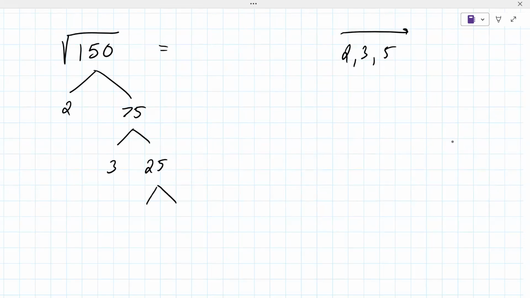Does 3 go into 25? No. Does 5? Yeah. Okay, now are there any pairs? Oh, the 5 on the bottom. Yes. That explains a lot. Tell me your final answer here. So it should be 5 square root 6.